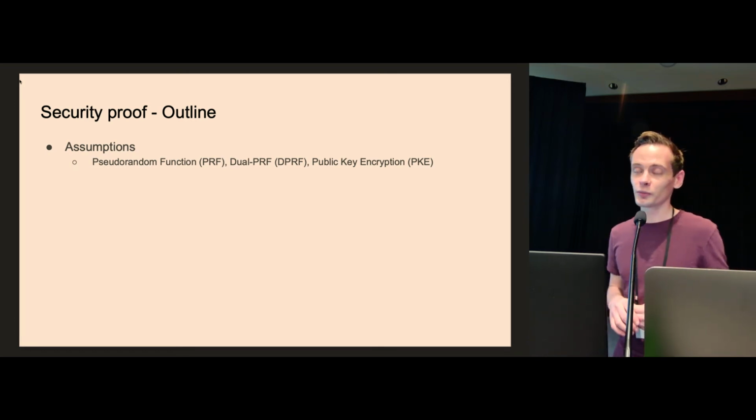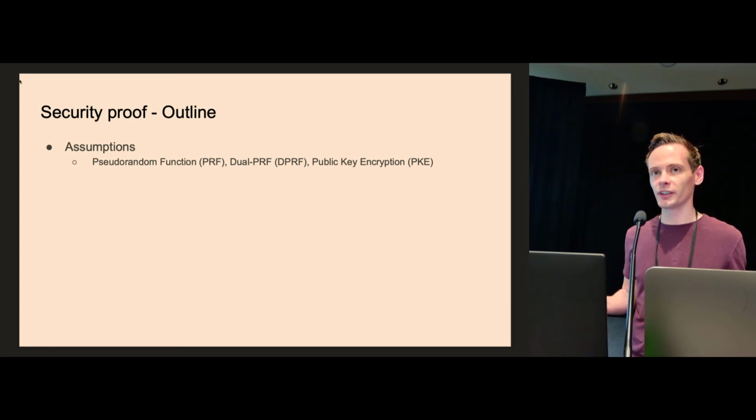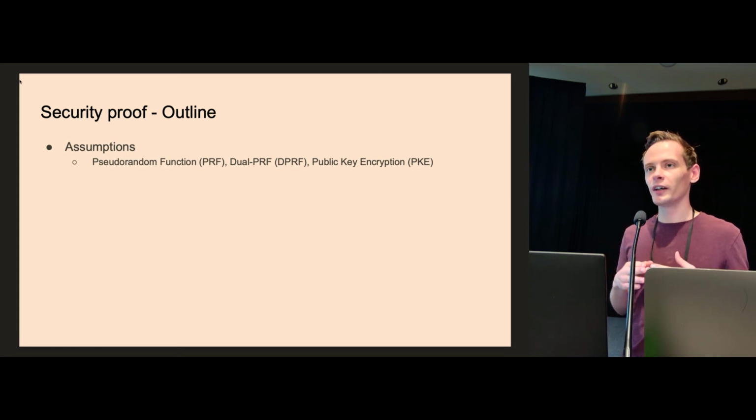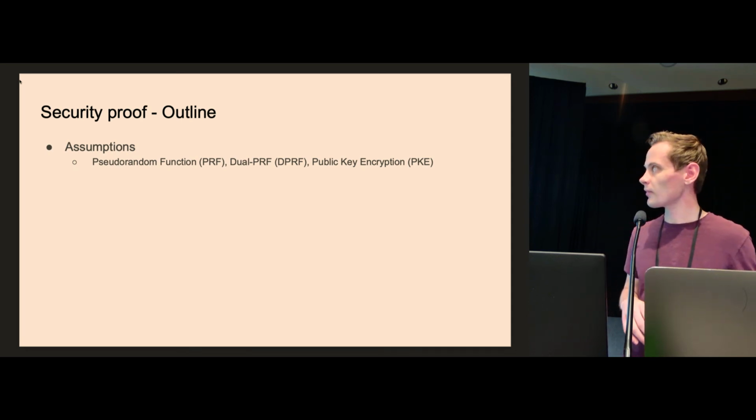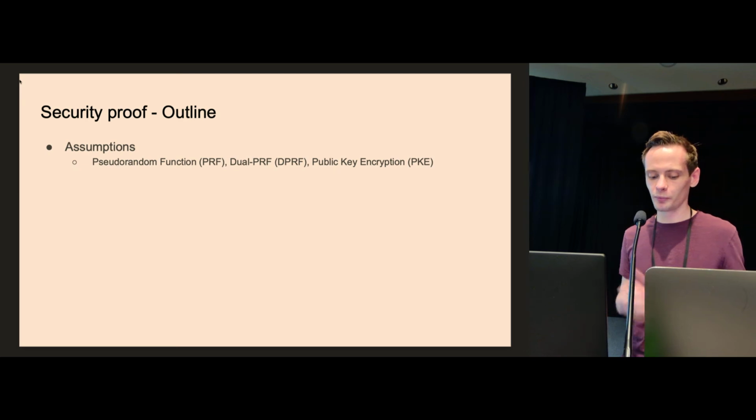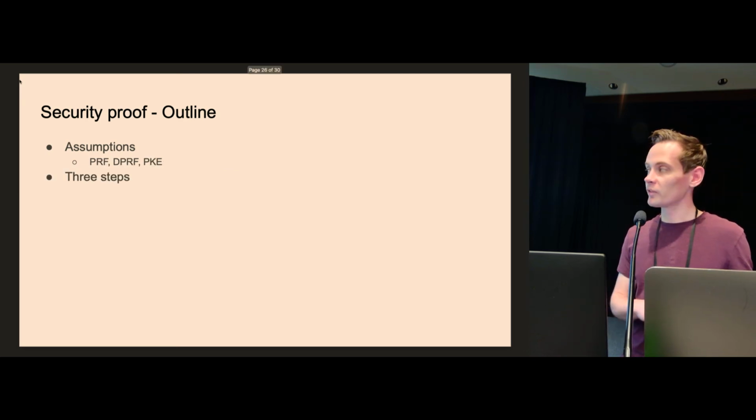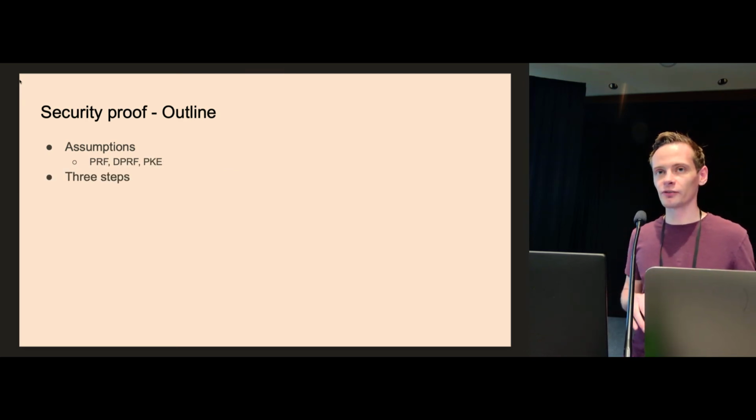So a dual pseudo-random function is a function that ties back to this KDF property that I said earlier, that it needs to accept 2 inputs and provide secure outputs if either of the inputs is honest. And the last assumption is on public key encryption. So our proof on a high level consists of 3 steps.